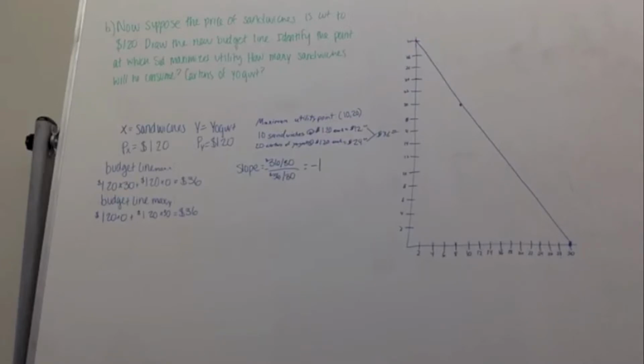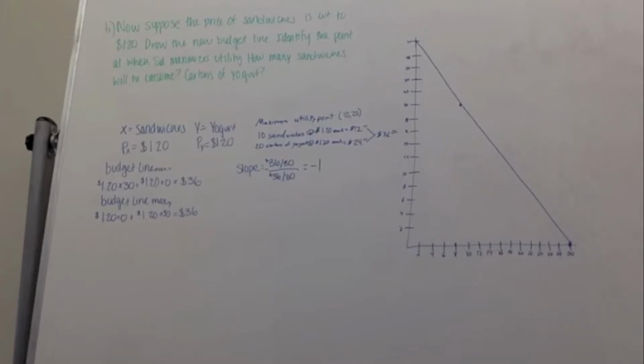Okay, for 6B, now suppose the price of sandwiches is cut to $1.20. Draw the new budget line, identify the point at which Sid maximizes utility, and how many sandwiches will he consume, and how many cartons of yogurt.